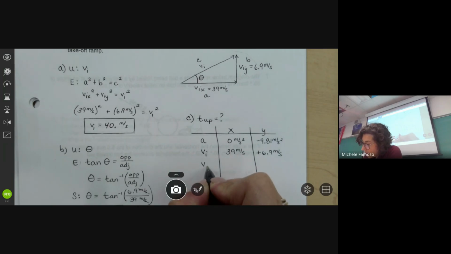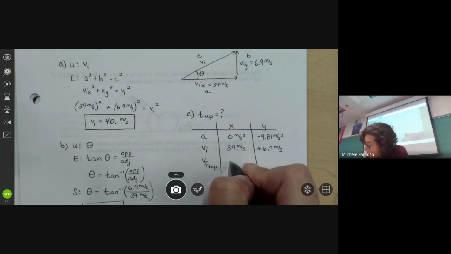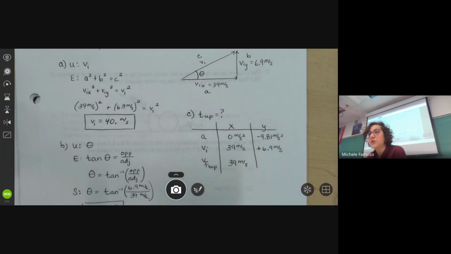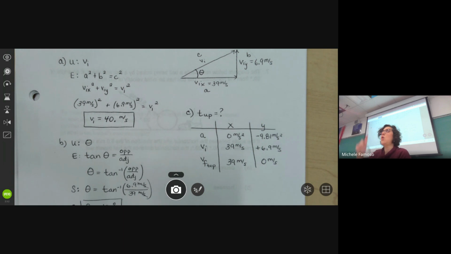Now let's talk about our VFs at the top, because I just want to get to the highest point. What is our final velocity at the top in the X direction? What is that velocity, Jacob, in the X direction? That's right. It does not change its speed in the X direction. And what is it, Gianna, in the Y direction? That's right. Now you have to think about going up. I want to know how much time it takes it to go up.